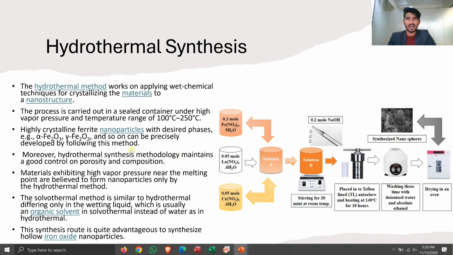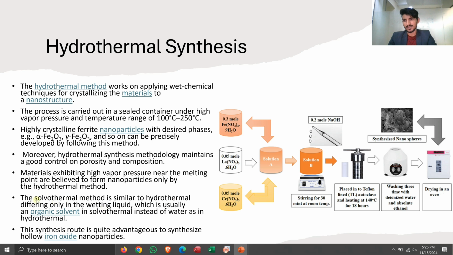Okay, so all of the reaction procedure will be the same. What you have done is you have just changed the DI water into some other solvent, and that solvent can be ethanol, ethylene glycol or some other solvent in which your salts are miscible. Okay, so in that case the process will be called the solvothermal method.